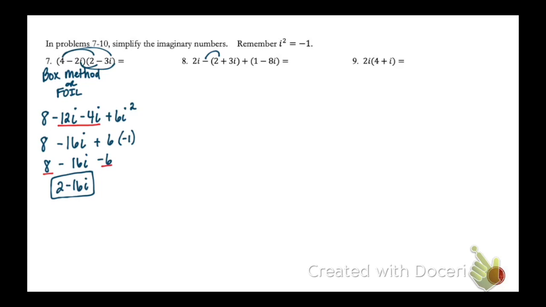For the next problem, we're going to start by distributing this negative into just the parentheses of 2 plus 3i. And then combine like terms.